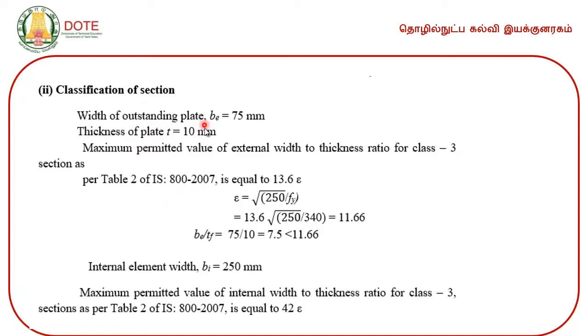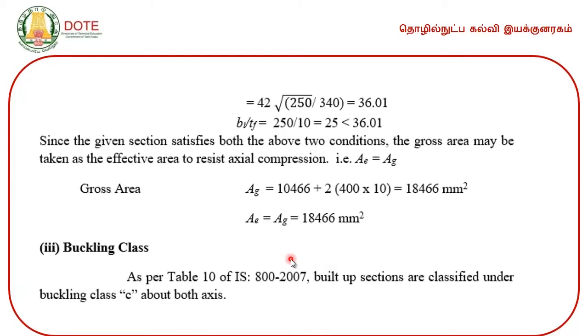For a built up section, you have to refer to table 2 from the handbook. As per table 2, I think it is class 3. For class 3, the limiting width to thickness ratio is 13.6 epsilon, and the value of 13.6 epsilon is found to be 11.66. The value of be by tf, external element divided by thickness of the flange, is found to be 7.5, which is less than 11.66. So, the section is a class 3 section, and therefore, Ag is equal to Ae.